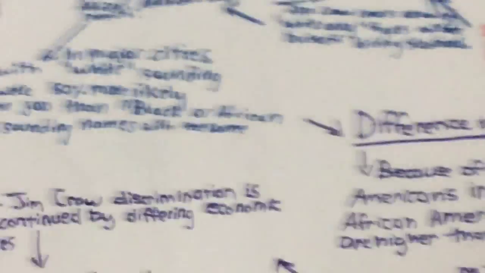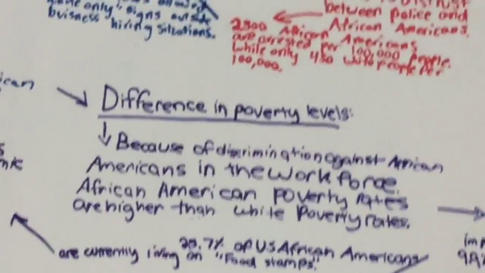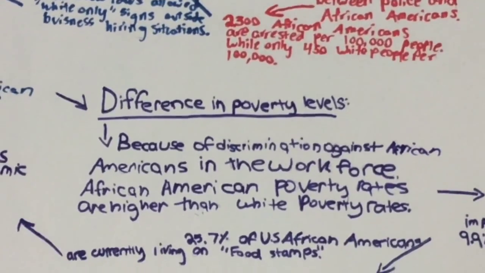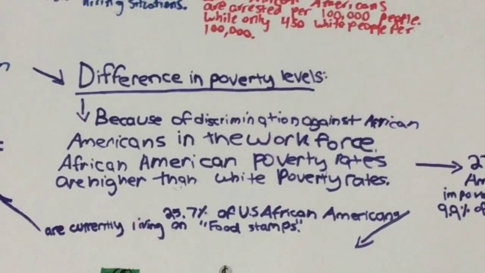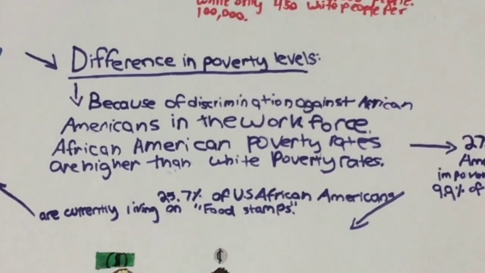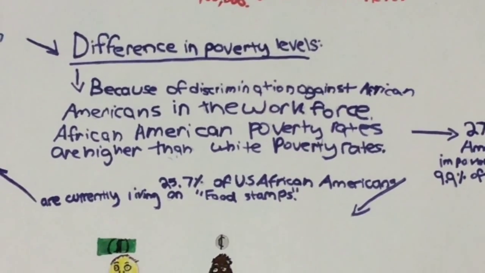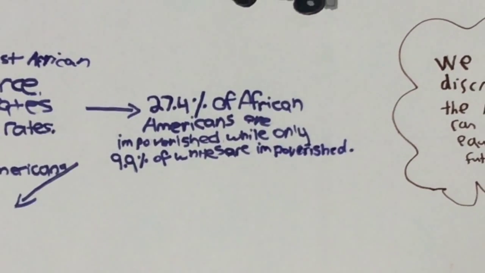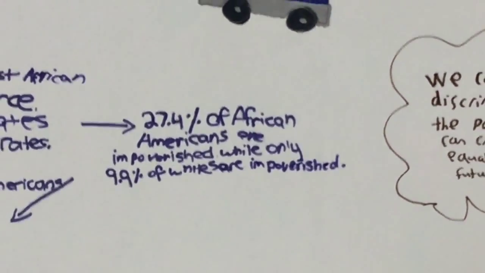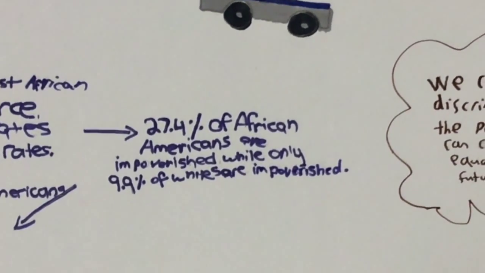Now, this leads to a difference in poverty level. Because African Americans cannot find a job, they have much higher poverty rates. Now, this is perpetuated in the idea that 27.4% of African Americans are impoverished, while only 9.9% of whites are impoverished.